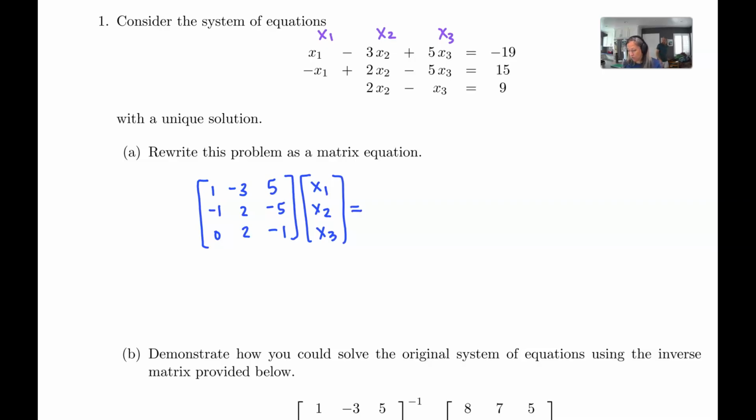And then we need an equal sign, right? It's an equation. So again, we had some issues there. And we have our solution vector off to the side. Basically, if you think about this as a linear transformation, it's like what combination of those vectors do we have to have in order to map to that negative 19, 15, 9 vector. All right, so that was our matrix equation.